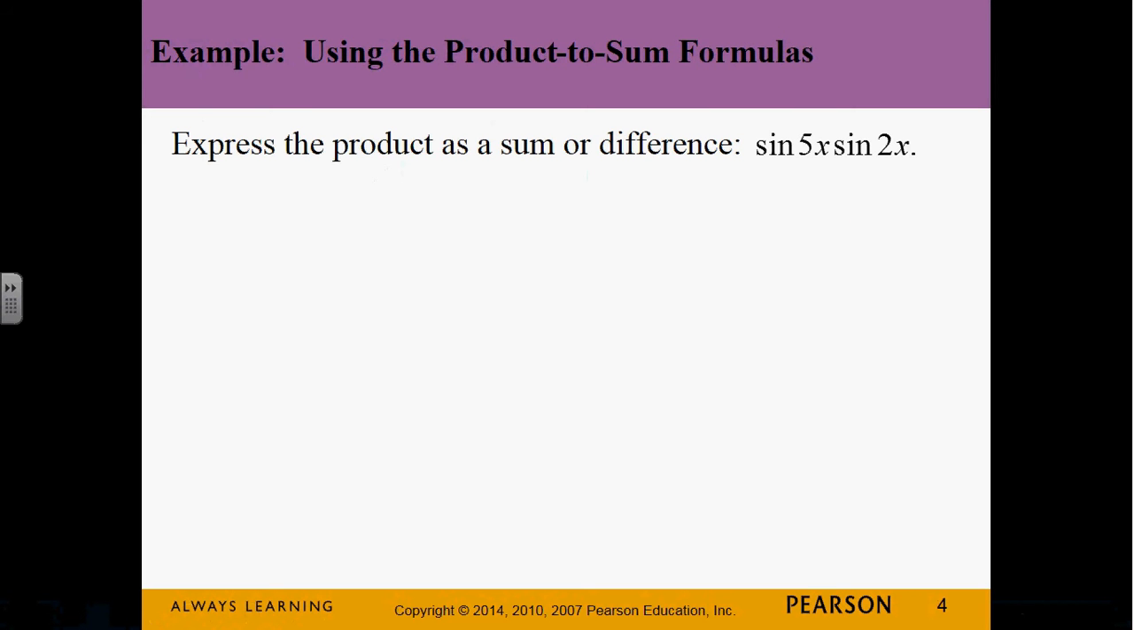So let's look at sine of 5x times the sine of 2x, and we want to convert that from a product to a sum. So we know the formula.